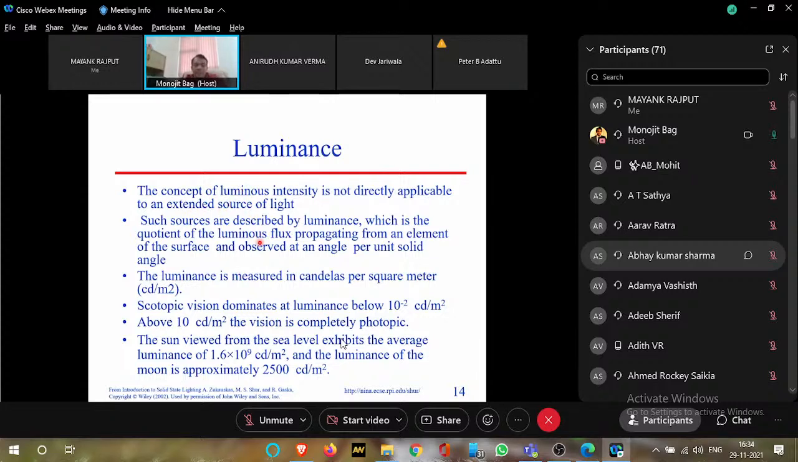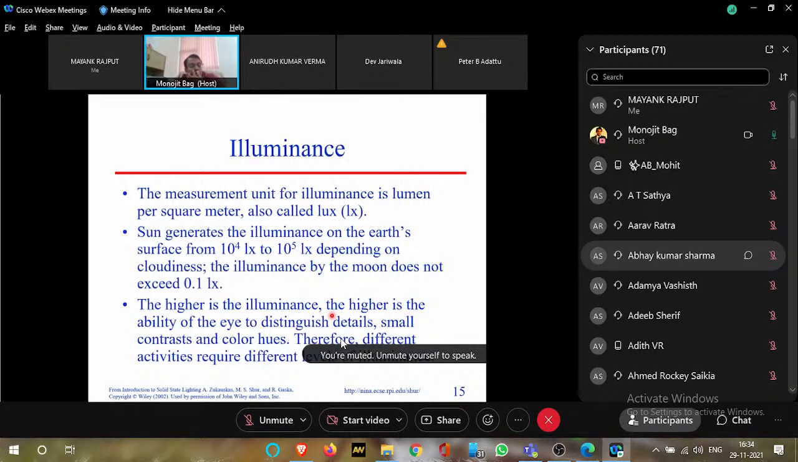So definitely when we talk about the luminescence, we need to talk about the flux coming out per unit area, right? Sometimes it is given in terms of candela per meter square, sometimes in terms of lux. So there are different units. When we talk about radiometry, we'll be talking about candela per meter square. When we talk about photometry, we'll be talking about lux. So in photometry we'll be talking about illuminance. Illuminance is basically lumen per meter square.